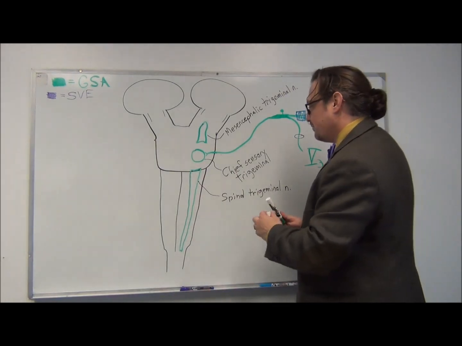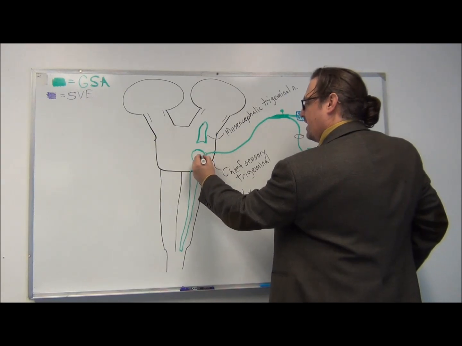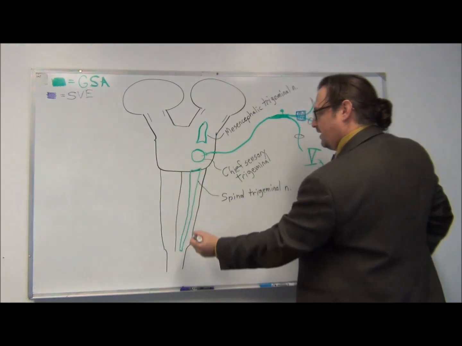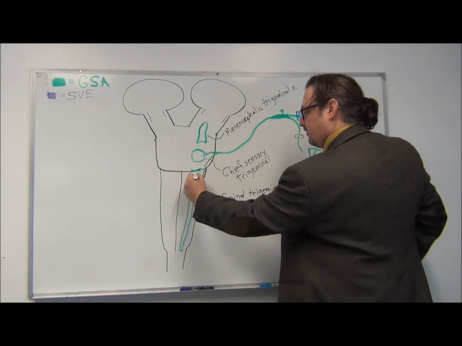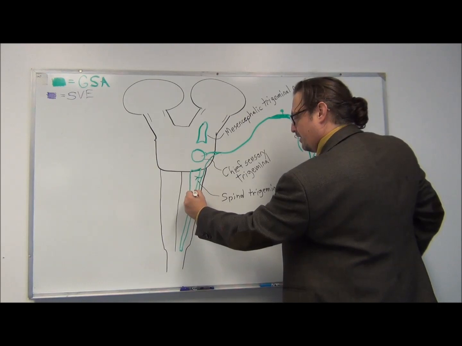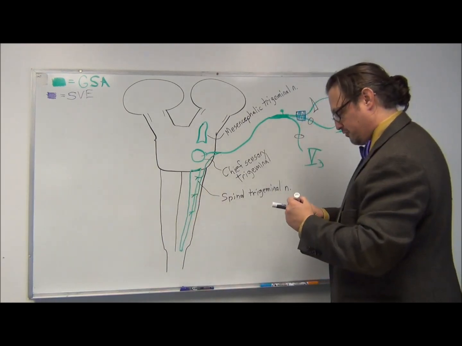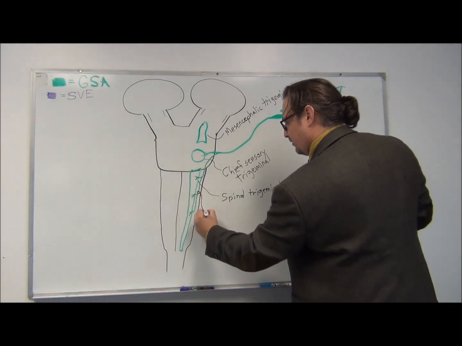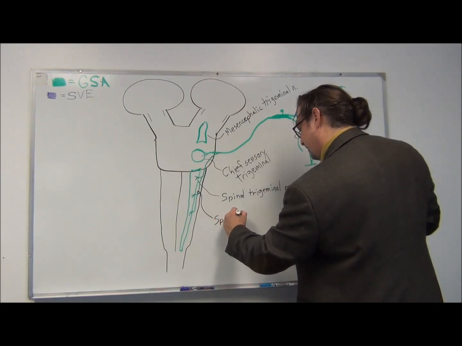So these guys travel in here and are going to synapse on cells in each one of those nuclei. And the spinal trigeminal nucleus is so long that as these guys travel in and synapse, they actually form a distinct tract inside the brainstem, and this is called the spinal trigeminal tract.